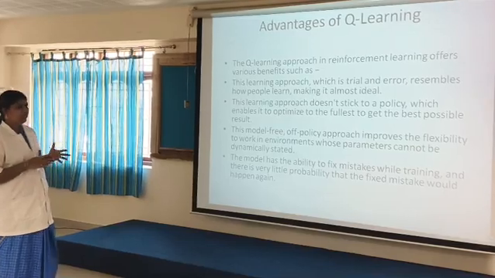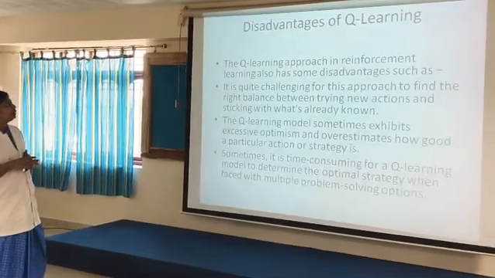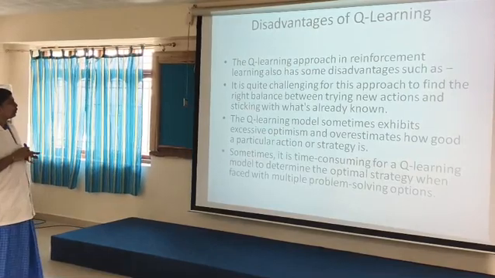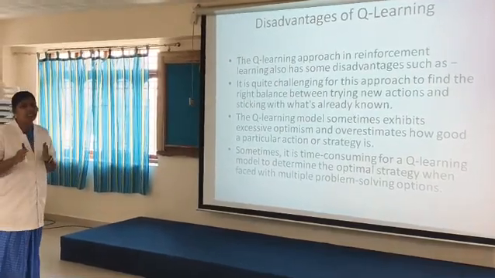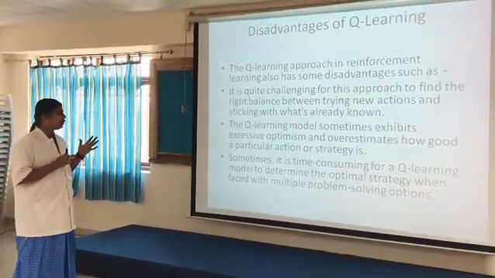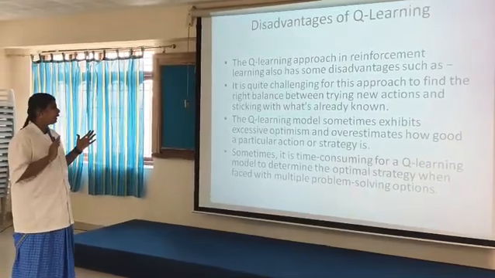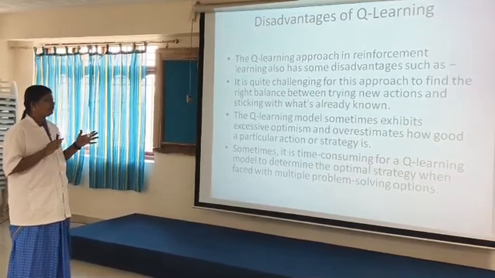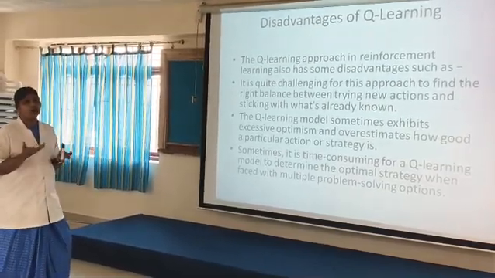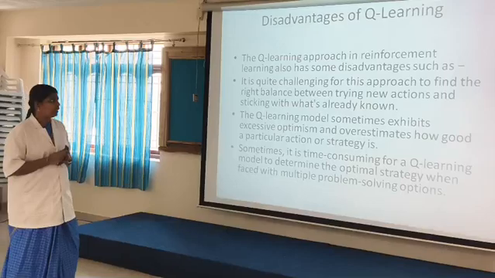So next is the disadvantages. The disadvantages are that you need to have the right balance between the action and the state, and it may overestimate how good the action performed has been, and multiple problems cannot be solved in this Q learning.